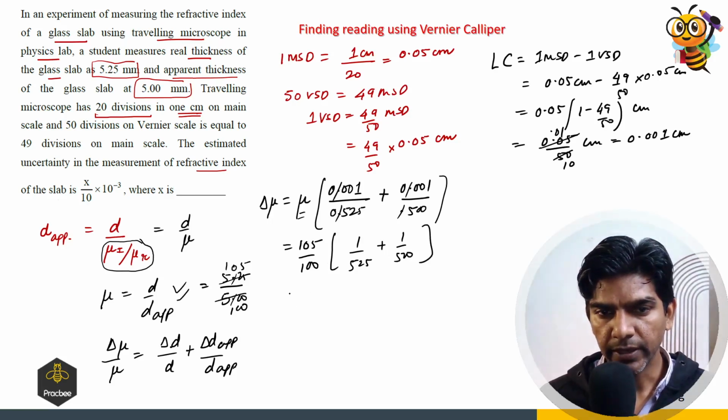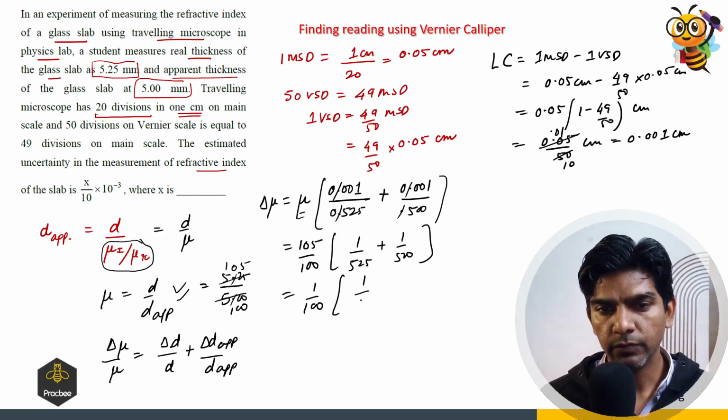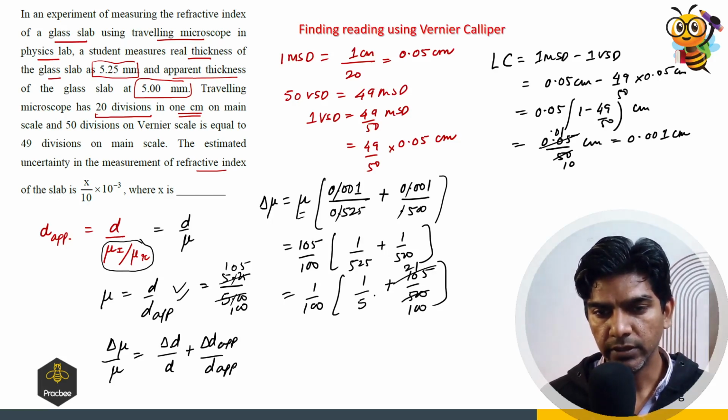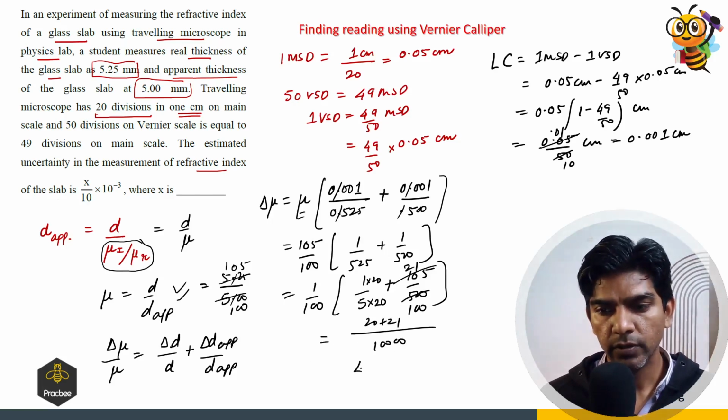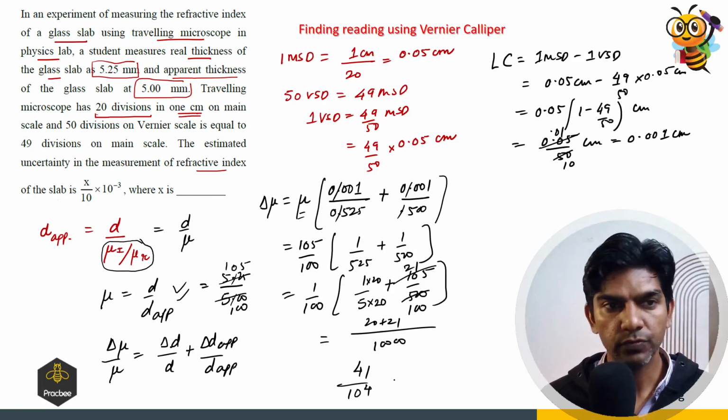So if we multiply 105 inside, so we'll get 1 by 100 equals to 1, that will become 1 by 5 plus 105 divided by 500. So this will be 21, and that will be 100. Multiply this with 20. So the LCM will be 100. So 20 plus 21, and then we'll be having 10,000 in the denominator. So it will be 41 divided by 10 raised per 4.